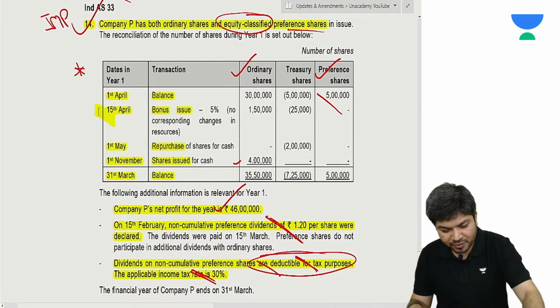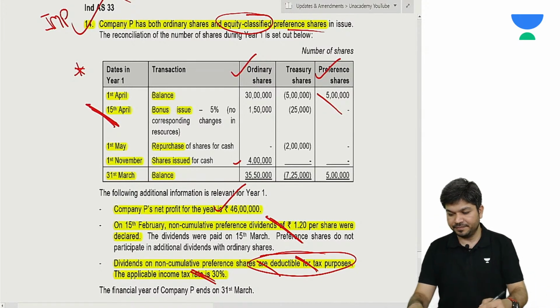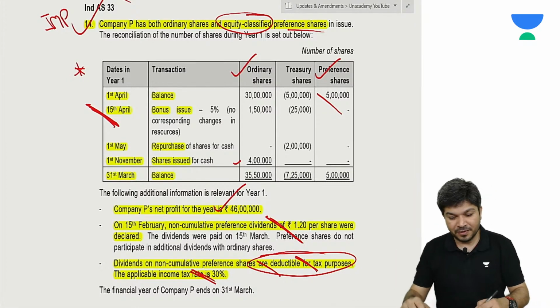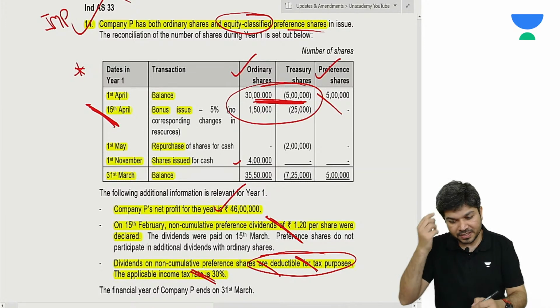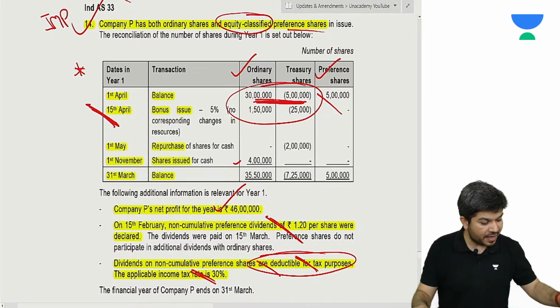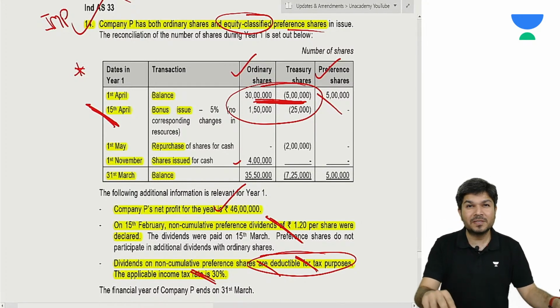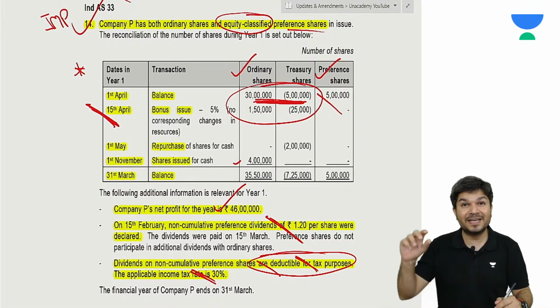Now, can I say effect of bonus is to be given as if they were there from the very beginning? Remember this? Effect of bonus is to be given as if they were there from the very beginning. So don't count opening as 25. Count opening as 25 plus 125, which is 26 lakh 25,000. So this is coming as 2625. So 2625 is there from 1st April.